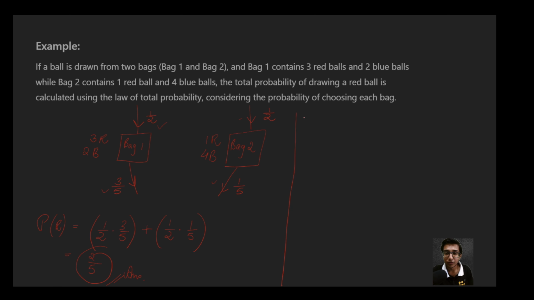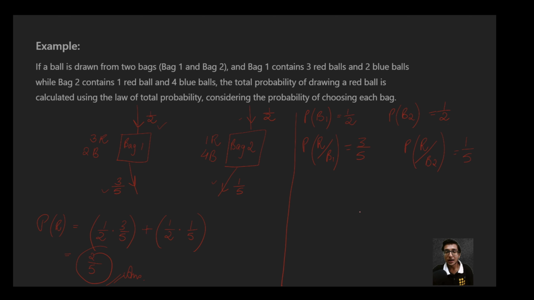Now the other way of doing this was, first we find out the probability of choosing bag 1, and we find out the probability of choosing bag 2. What is the probability of me choosing bag 1? It is 1 by 2, as we talked about. Now what is the probability of me choosing a red ball, given that I have been into bag 1? It is 3 by 5. What is the probability for me to choose a red ball given that I am in bag 2? It is 1 by 5.